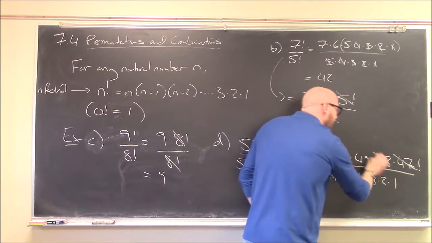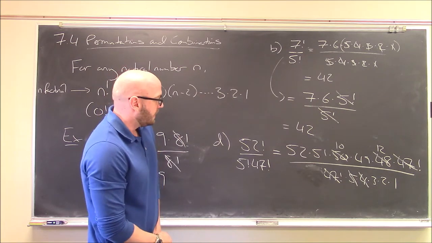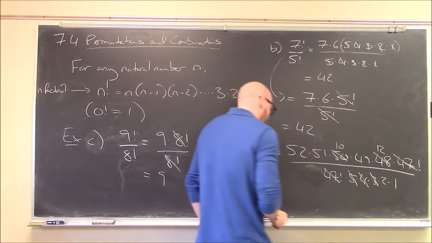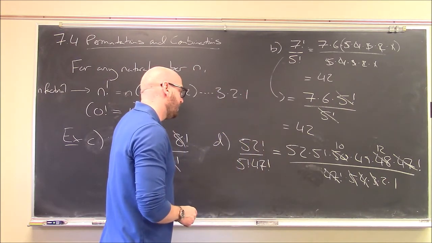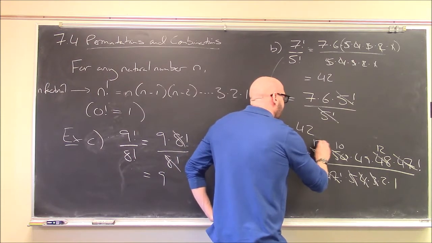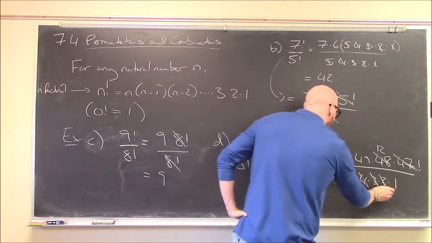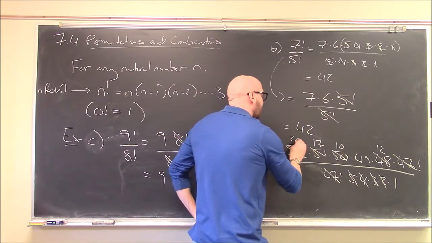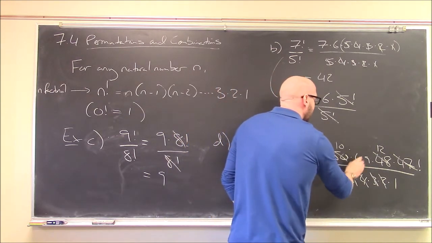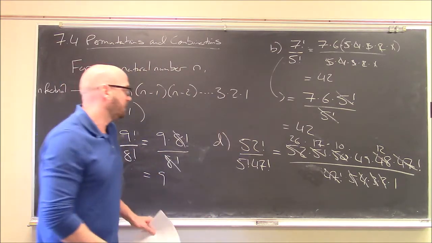4 goes into 48 12 times, so I could cancel 48 over 4 and replace that with a 12. 3 goes into, what else do I have? 51, that's 17 times, and 52 is divisible by 2, that's 26. And you would compute this product, 26 times 17 times 10 times 49 times 12. But when the numbers get this big, you really can just plug everything into a calculator.